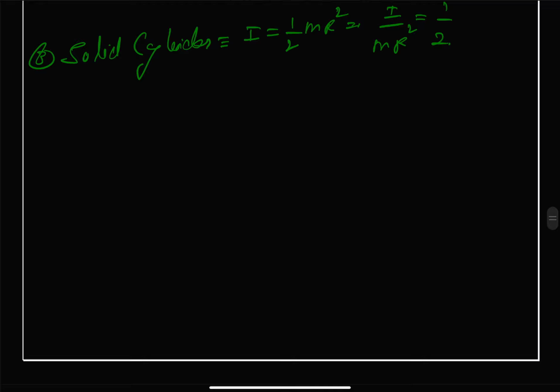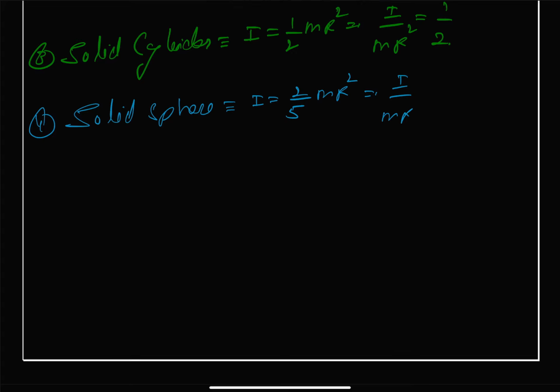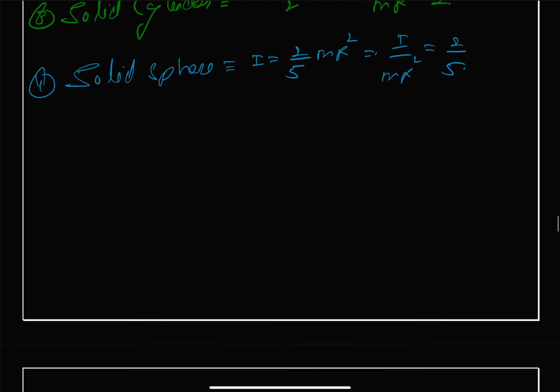And finally we have the solid sphere, which has I equal to 2 by 5 mr square. So we get I upon mr square equal to 2 upon 5. So we can compare their accelerations.